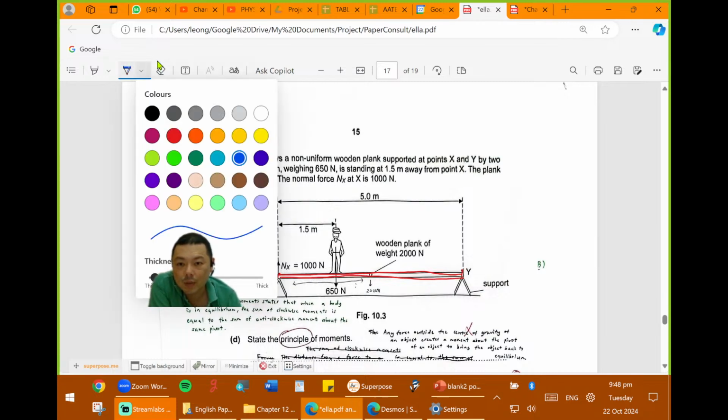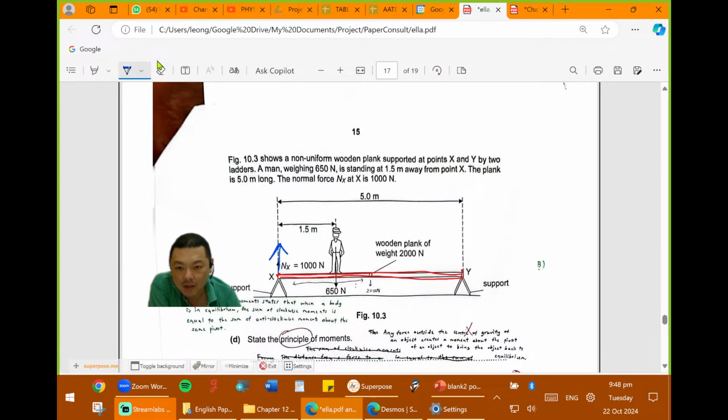Okay? So we got the normal contact force here, X. We got the normal contact force, Y. We got the weight of the man pointing downwards like this, and we got the weight of the plank, which we don't know exactly where it is, right? It's somewhere. It's just not in the middle, right? It could be here, it could be on the left side, it could be on the right side. Okay, we have no idea. That's the problem, right? So not knowing where the weight is is one thing.